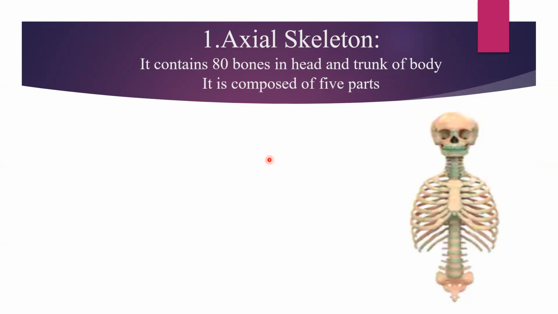Axial skeleton contains 80 bones in the head and trunk of the body. Trunk starts from the neck, thorax, abdomen. It is composed of 5 parts.